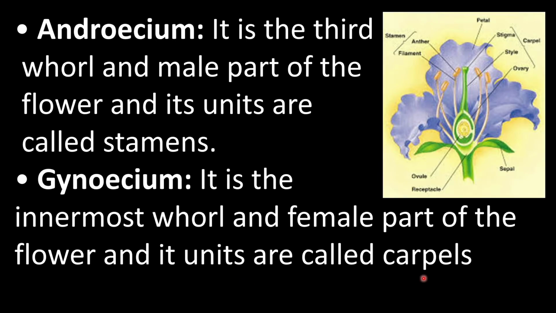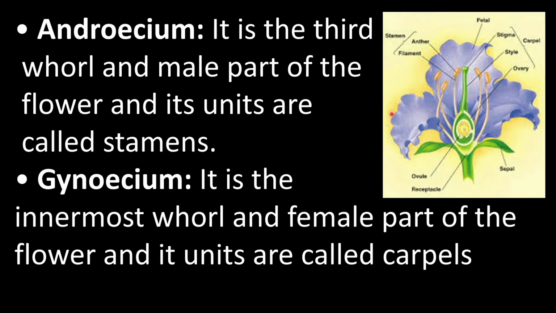So, in a typical flower, four whorls are there: calyx, corolla, androecium and gynoecium. Calyx unit is sepal, corolla unit is petal, androecium is made up of stamens and gynoecium is made up of pistil or carpel. Out of these four whorls, the first two whorls, calyx and corolla, are known as the accessory whorls, and androecium and gynoecium are called reproductive whorls or essential whorls.